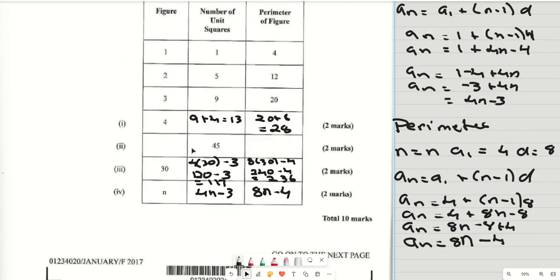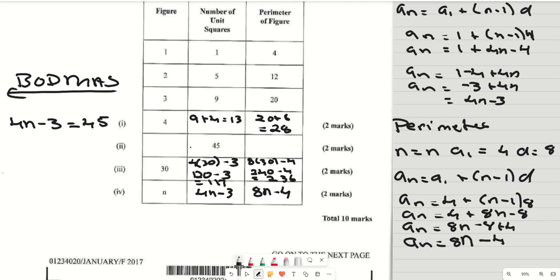Now we're going to do part 2. They're telling you we want to find out what your figure number is when the number of unit squares is 45. So what you're going to do is equate the formula, which is 4n minus 3, equal to 45. We're trying to find n, so we always go backwards through BODMAS when we have to make something the subject. You see subtraction, so you carry across subtraction first. The opposite of minus 3 is plus 3. So 4n is 45 plus 3. So 4n is equal to 48.